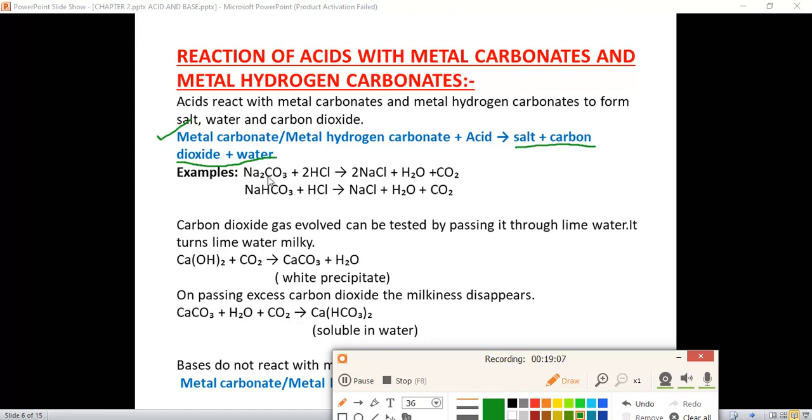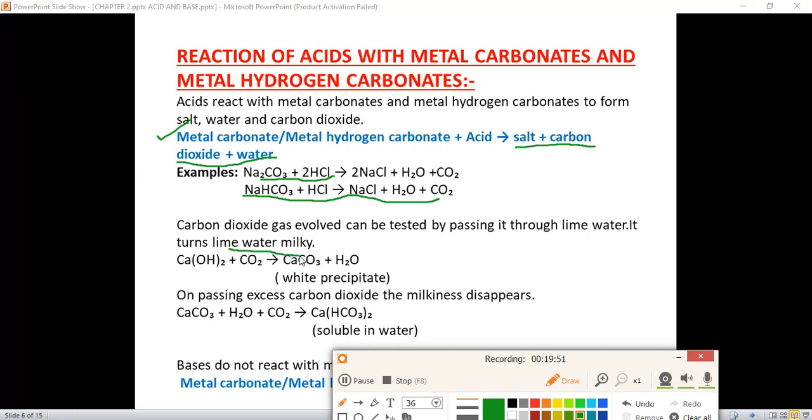For example, Na2CO3, sodium carbonate, our metal carbonate, reacts with the acid HCl. What are we getting? NaCl plus H2O plus CO2. NaCl is a salt, H2O is water and CO2 is carbon dioxide. Next, the reaction of the metal hydrogen carbonate NaHCO3, sodium hydrogen carbonate, with the acid HCl gives NaCl plus water plus CO2. So remember, the reaction of an acid with a metal carbonate or metal hydrogen carbonate gives salt, carbon dioxide and water. Carbon dioxide gas evolved can be tested by passing it through lime water.